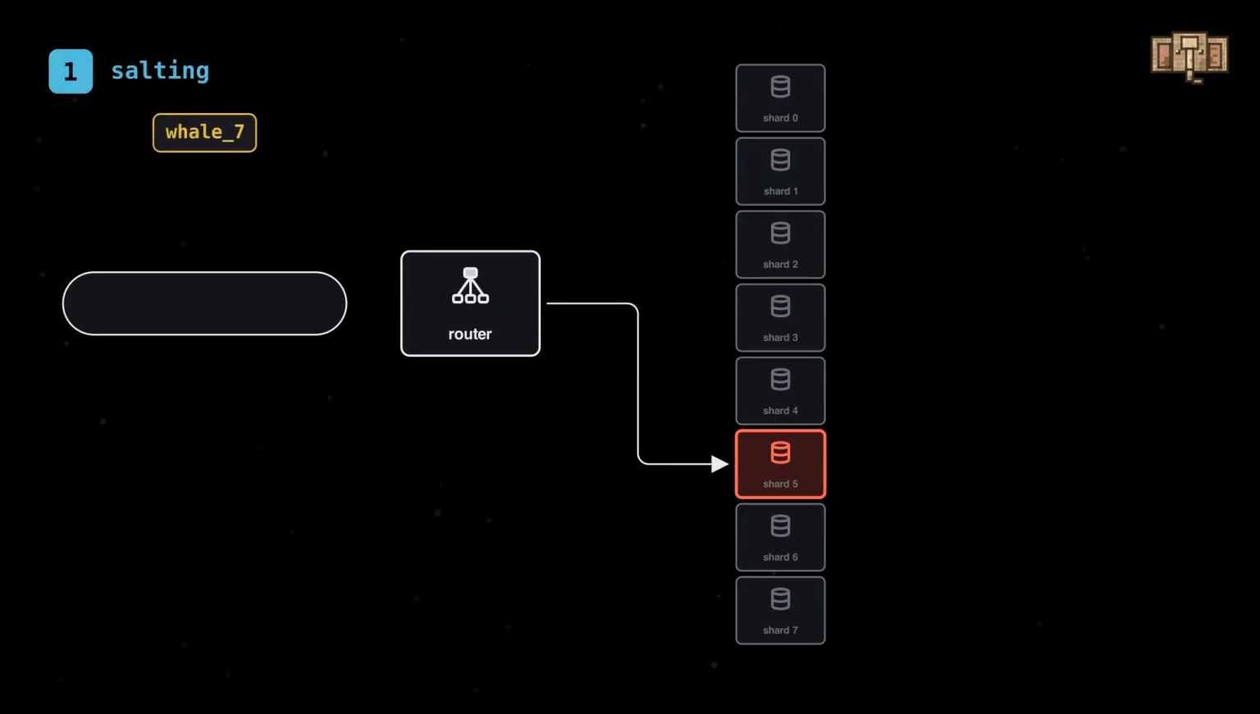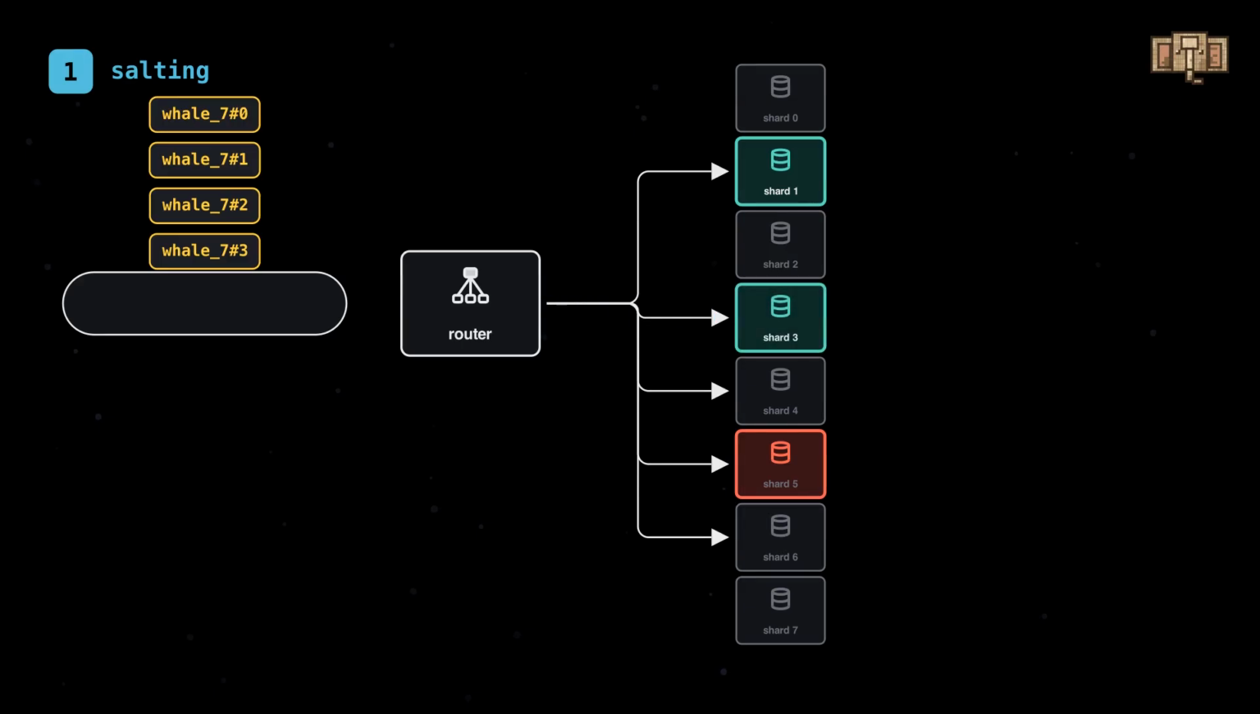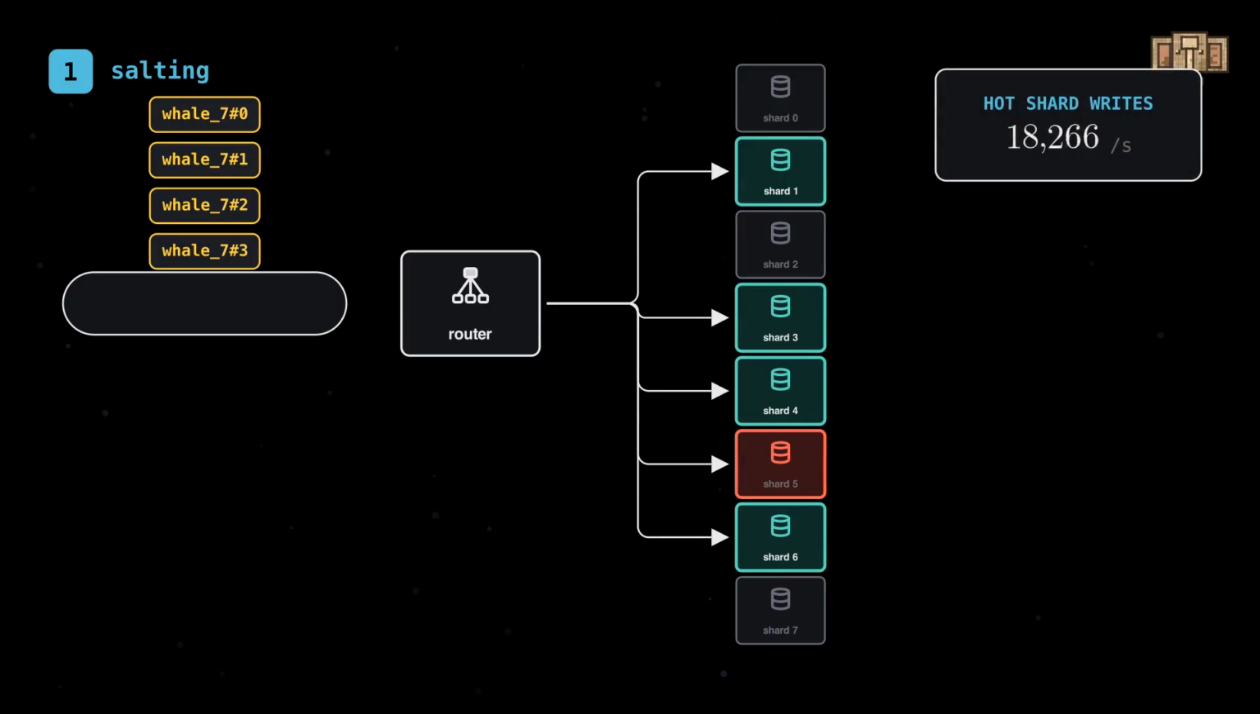Rung 1, salting. We split the hot key into several subkeys by appending a tiny random suffix. 0, 1, 2, or 3. Now watch the same fire hose of writes. The first salted write hashes here. The next one lands on a different shard. The third, somewhere else again. And the fourth, on yet another. 4 salts, 4 different homes. The hot shard's load drops from 18,400 to about 4,600 per shard, right back inside a healthy envelope.